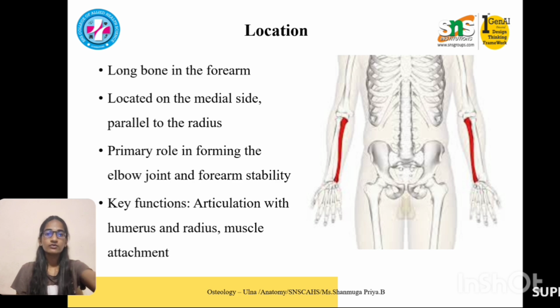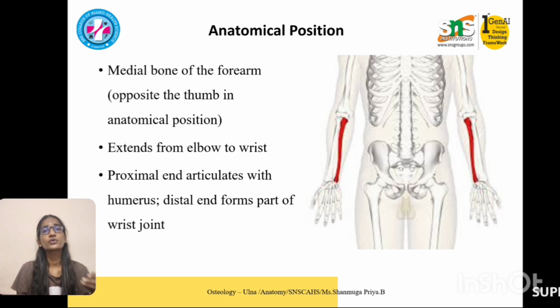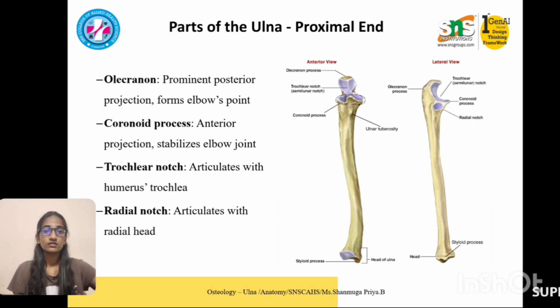Now we are dealing with the parts of the ulna, starting with the proximal end and its features. The proximal end features the olecranon, the most prominent posterior projection forming the elbow. It's the point of your elbow. And also we have the coronoid process, an anterior projection that stabilizes the elbow. And we have the trochlear notch, which articulates with the humerus trochlea for the hinge movement. Hinge movement is that movement which shows flexion and extension.